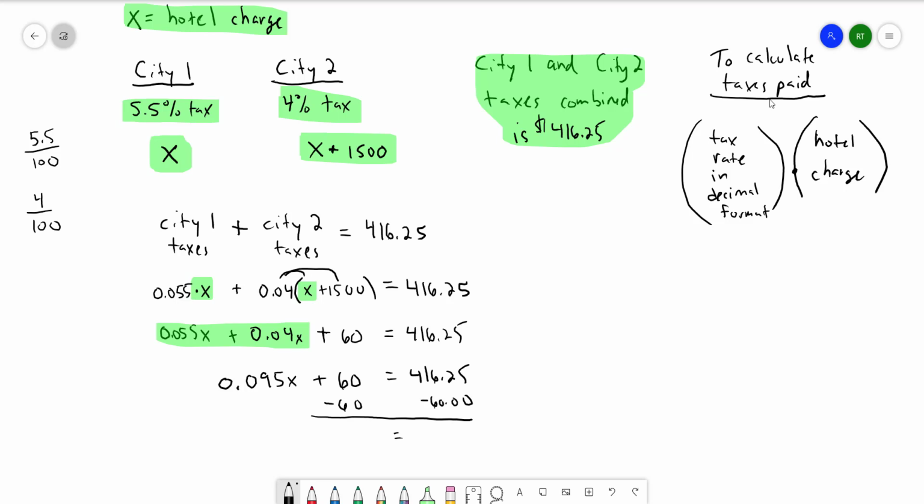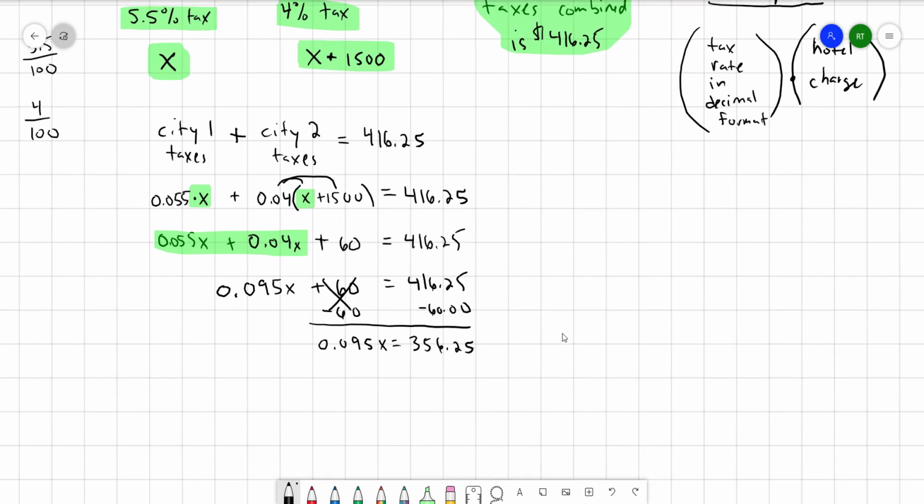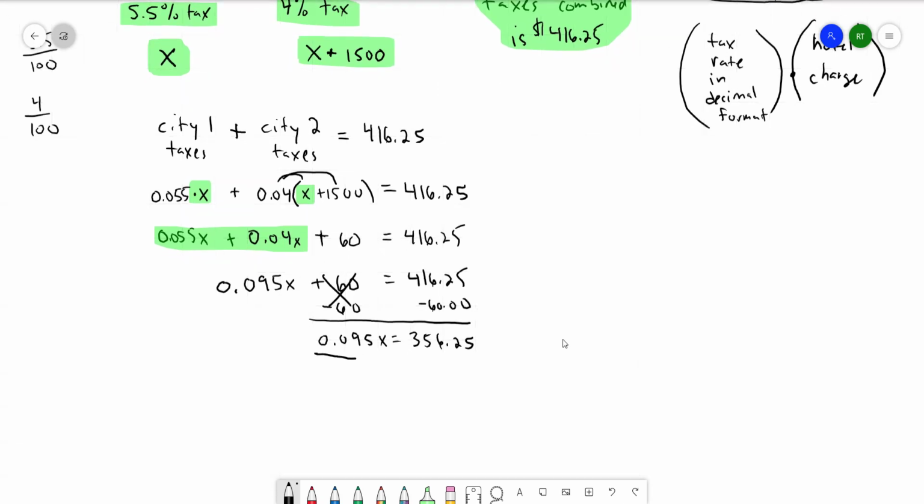Then we're going to subtract 60 from both sides, and we get these to cancel out, and we get 0.095x equals 356.25. Let me just move this down a little bit more. Last step, divide both sides by 0.095, and then we're going to get 1x equals 3750. So we just found x.